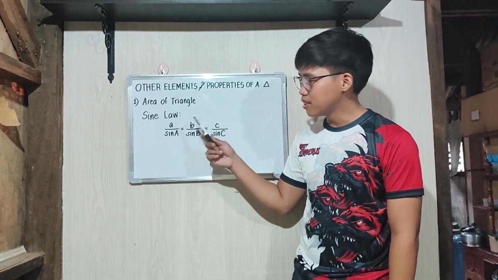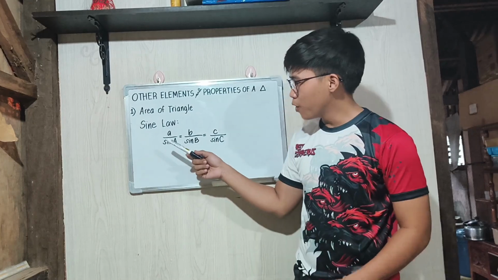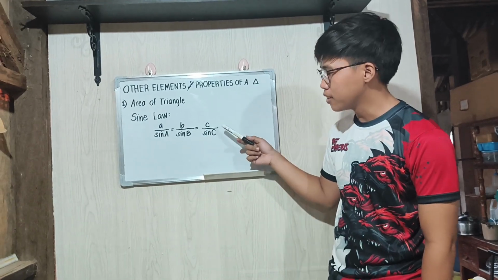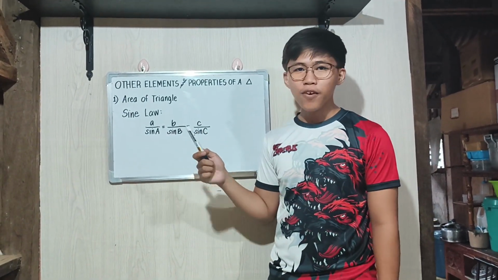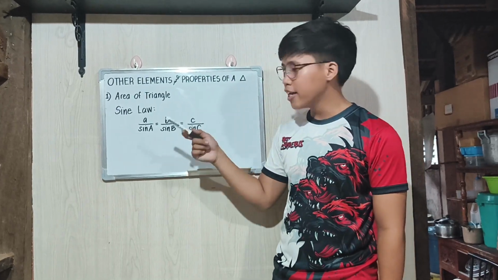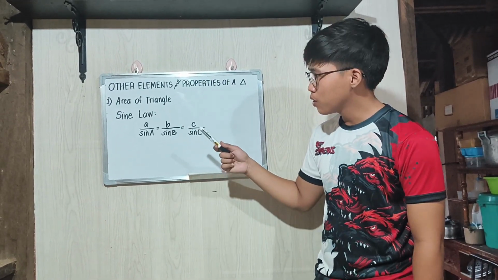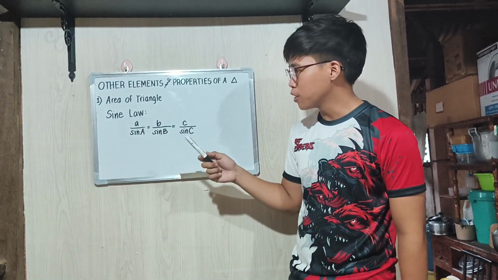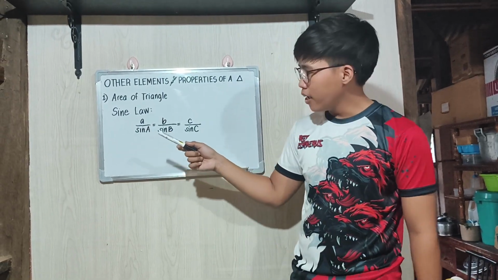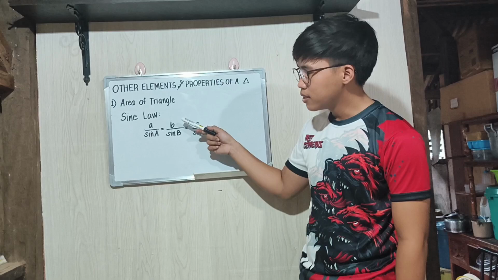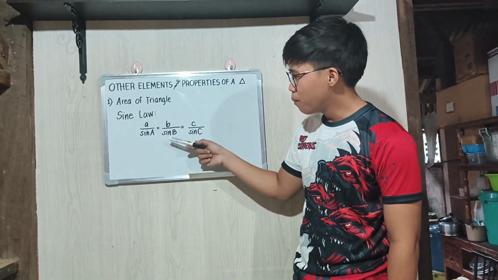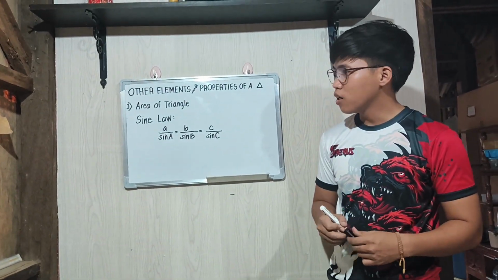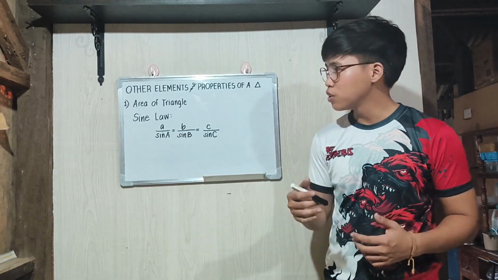And lastly is the sine law, where A over sine A is equal to B over sine B equal to C over sine C. If you're finding either the sides or the angle, you can use the sine law formula. For example, if you're finding A and you're given angle A, side B and angle B, you can get the side A. Here are also examples of how to use the sine law.